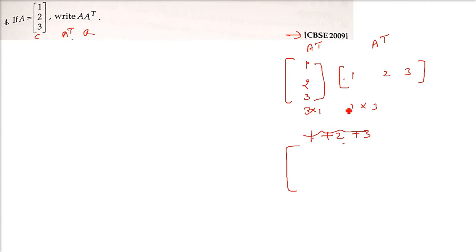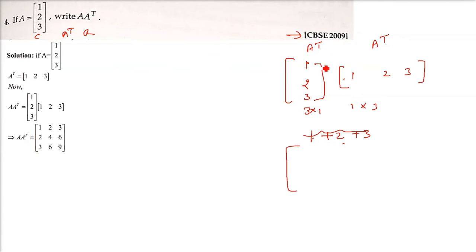So let me show you exactly what we are going to do. See, 1 into 1 will be 1. 1 into 2 will be 2. 1 into 3 will be 3. There is nothing for other additions. That is why. 2 into 1, 2, 2 into 2, 4, and 2 into 3, 6. Now 3 into 1, 3. 3 into 2, 6, and 3 into 3, 9. This is the final result.